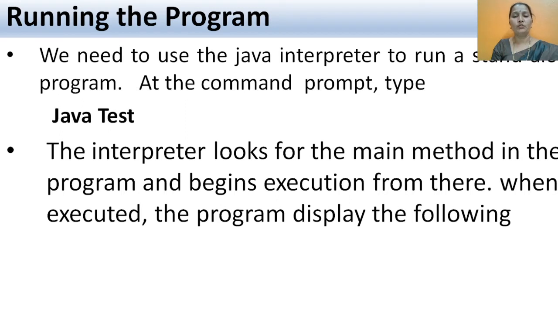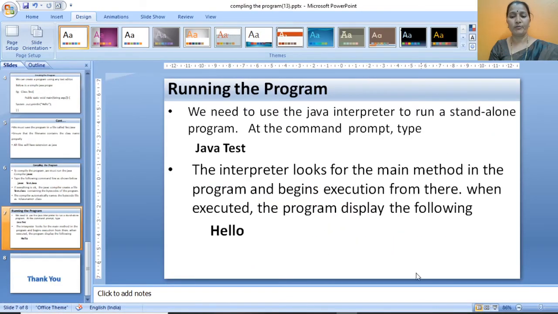The interpreter looks for the main method in the program and begins execution from there. From main only it will start the execution. When executed, the program will display whatever we write inside System.out.println. In that example, I am writing hello, then it will display hello. So students, we will see this compilation and execution of a program by writing in Notepad.